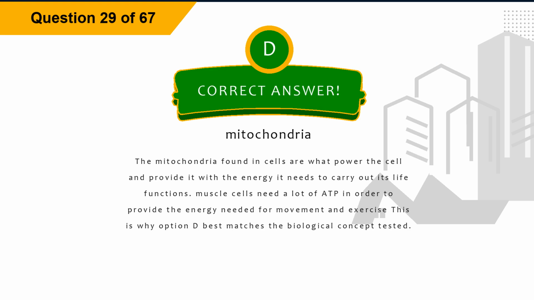Explanation. The mitochondria found in cells are what power the cell and provide it with the energy it needs to carry out its life functions. Muscle cells need a lot of ATP in order to provide the energy needed for movement and exercise. This is why option D best matches the biological concept tested.